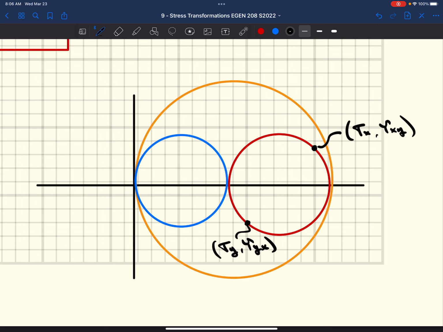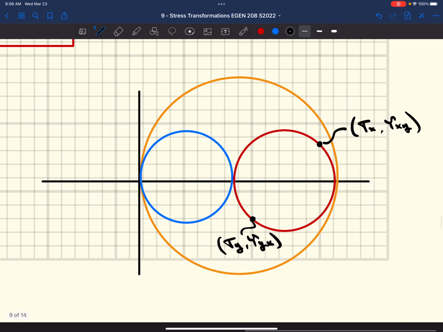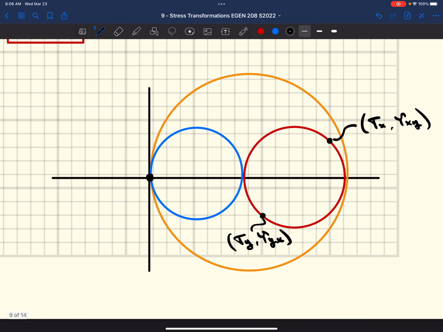Well, at the same time, in the z plane, our stresses are all 0. And so we have this point right here.